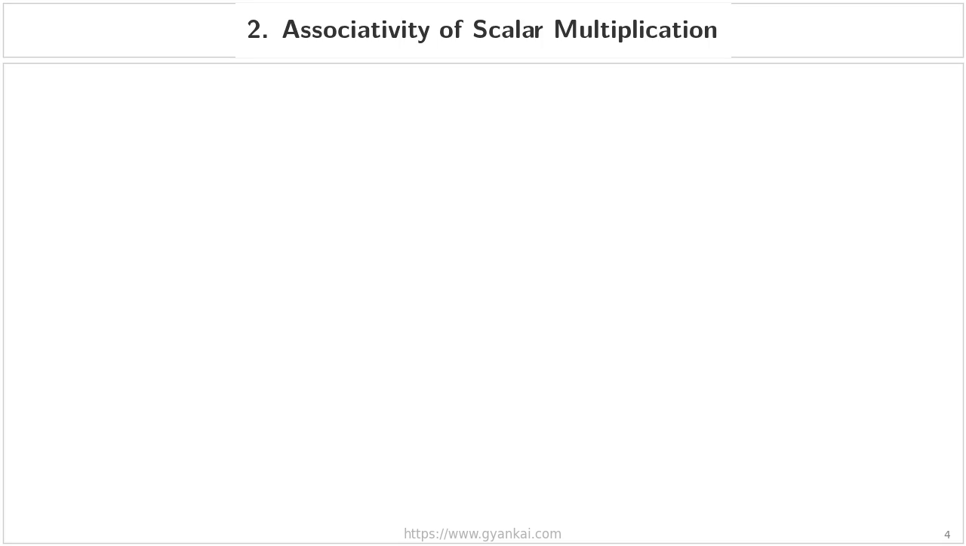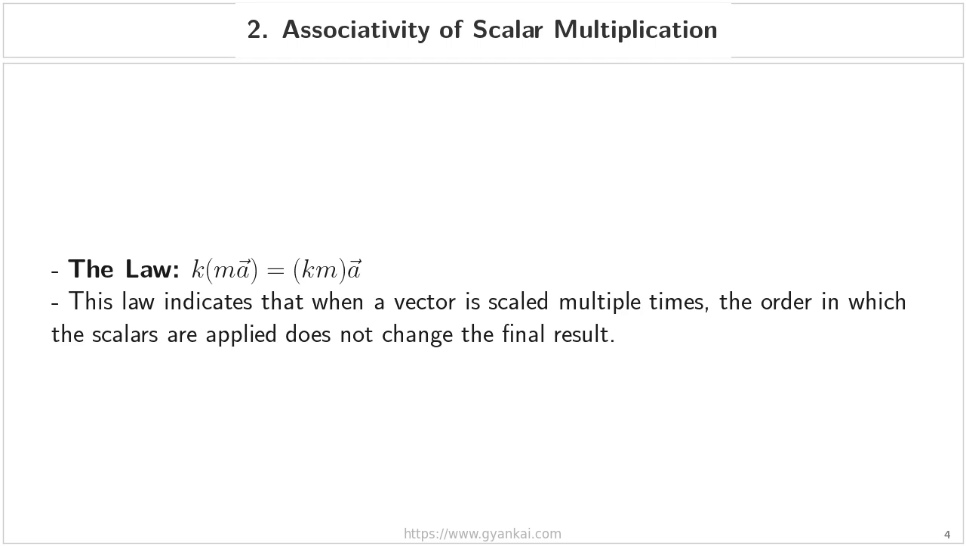2. Associativity of scalar multiplication. Now that we have seen how to combine scalars when they are acting on the same vector, let's move on to our second law, the associativity of scalar multiplication. The law is written as k times (m times vector a) equals (km) times vector a. What this law is telling us is that when a vector is being scaled multiple times, the order in which you apply those scalars doesn't actually change your final result.